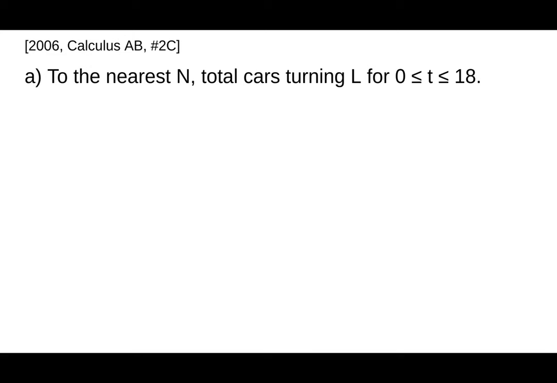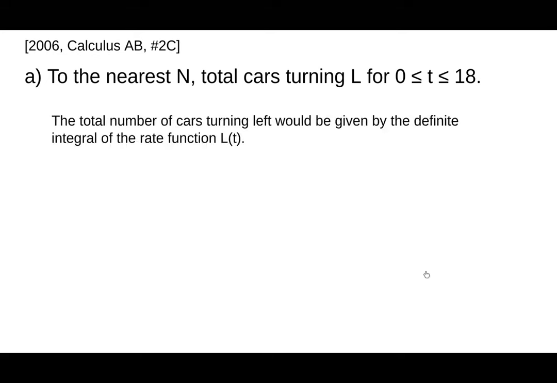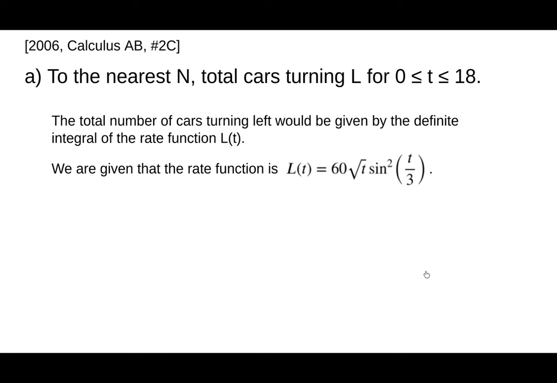In part A of the question, we are asked to find, to the nearest natural number, the total number of cars turning left for t between 0 and 18. Well, the total number of cars turning left over that interval would just be the definite integral of the rate function from 0 to 18. And since we have the rate function, we can just find that integral.